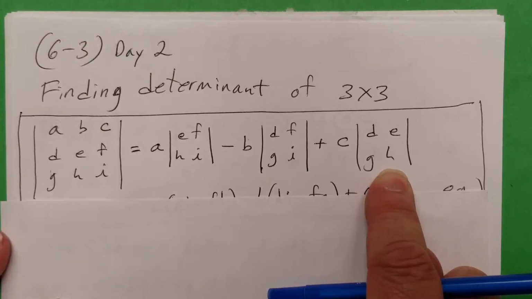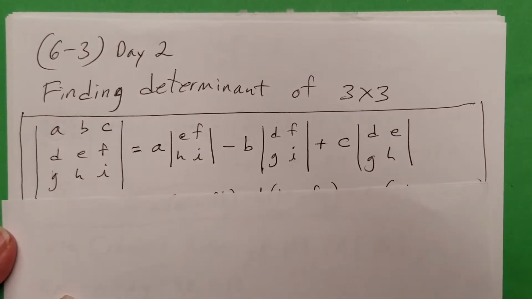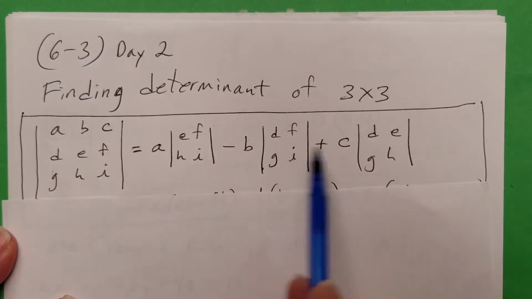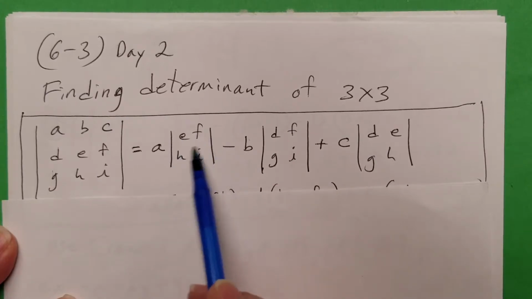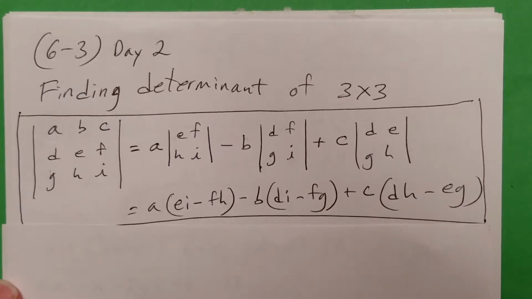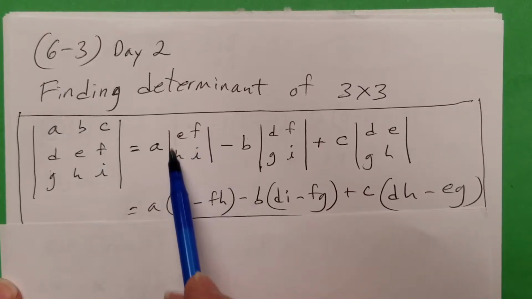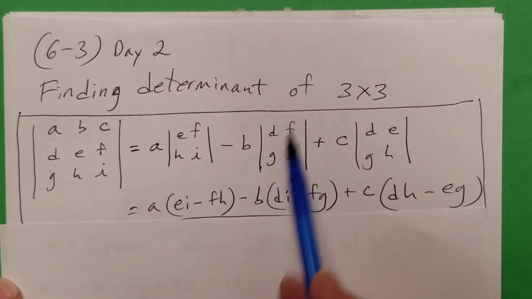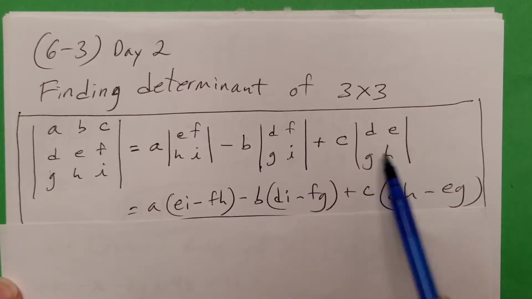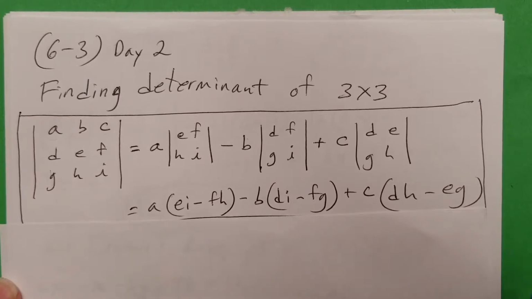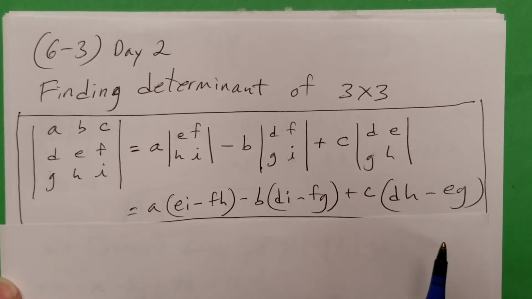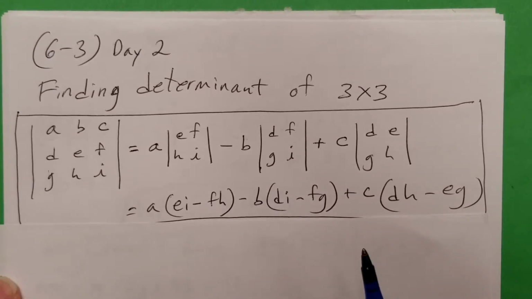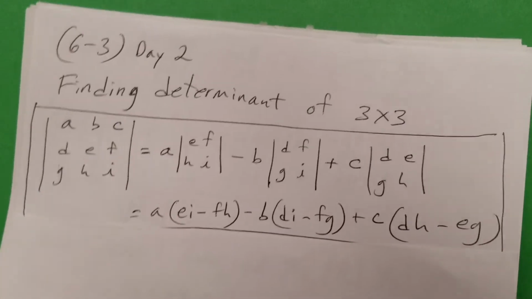Okay? So, on top of that, you have to remember that it's plus, minus, plus, minus, plus, minus. It alternates like that. So what is the determinant of these little 2 by 2s? You remember that. It's this minus this, right? Multiply minus multiply. EI minus FH. DI minus FG. DH minus EG. Right? So this is how you get the determinants. After you do all this calculation, you're going to get one value. Okay? That's how you get the determinant of a 3 by 3.